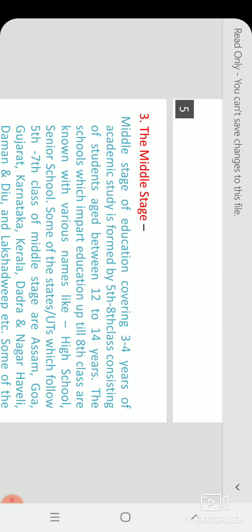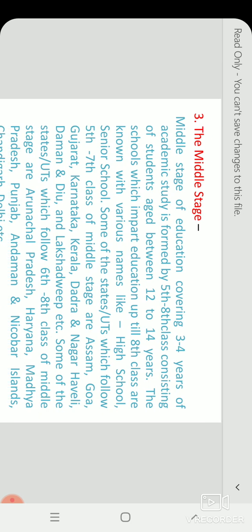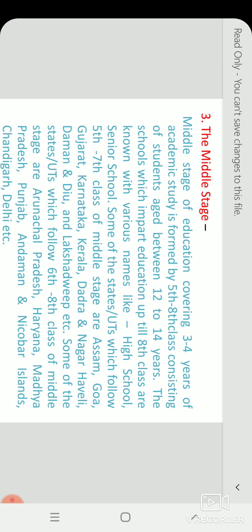The next stage is the middle stage. The middle stage of education, covering 3 to 4 years of academic study, is formed by the 5th standard to 8th standard. Students' age group is between 12 to 14 years. These are the schools which impart education up till 8th standard. And here many union territories and states also give the middle classes.